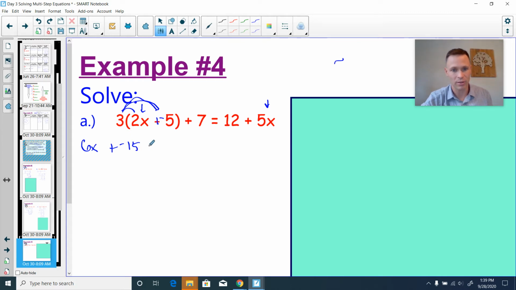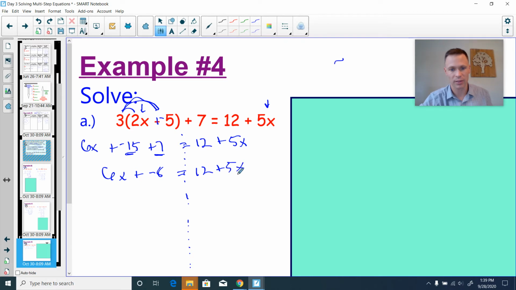And then I have to carry down the rest, right? So plus 7 equals 12 plus 5x. Just verifying that I didn't make any mistake there. I think we're good to go. All right. So I'm going to make the line for both sides of my equation as I'm working down. And now what do I have to do? Well, on this side of the equation, I have like terms to combine. So I'll have 6x, and then negative 15 plus 7 is negative 8, equals 12 plus 5x.